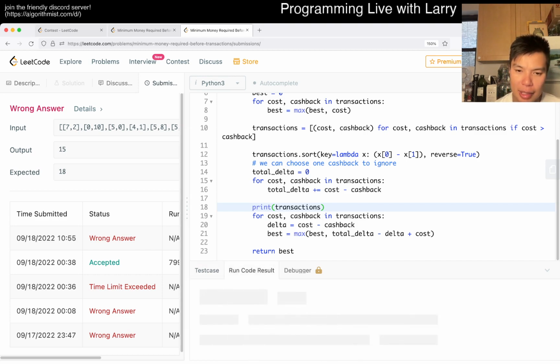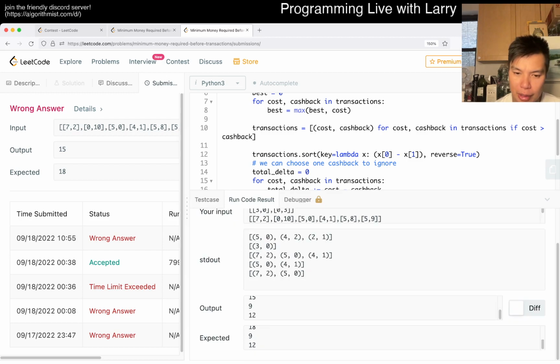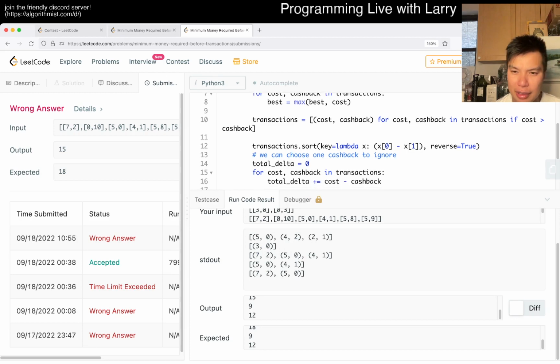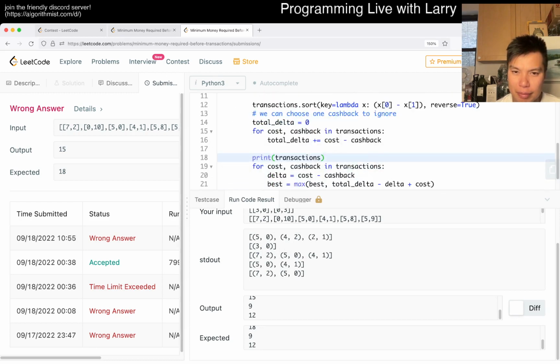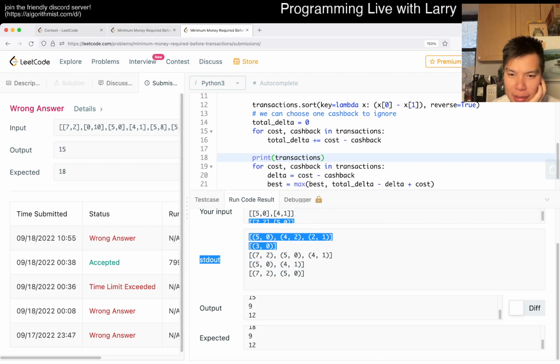Oh, this is the exact sample that we had earlier, right? Maybe? Oh, wait. Huh. So why is this returning 18? Let me see. Did I mess it up? So the total delta is going to be 10, 13, right? Total delta is 13. We can ignore this cashback. We have 15. Why is it 18? Did I throw away something by accident? Maybe I missed the logic then.